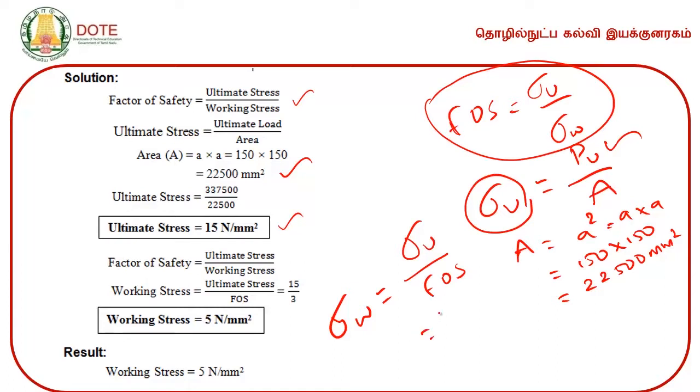We know the value of ultimate stress. Factor of safety is given in the problem. So we can substitute them, 15 by 3, and the working stress is going to be 5 Newton per mm square. We can take the working stress as 5 Newton per mm square. It is a simple problem using factor of safety. Hope you understand this problem.